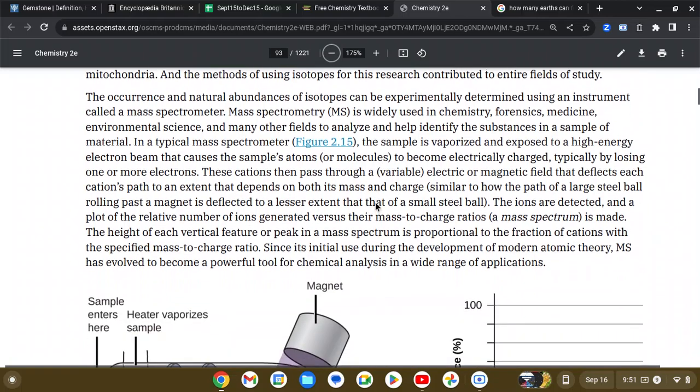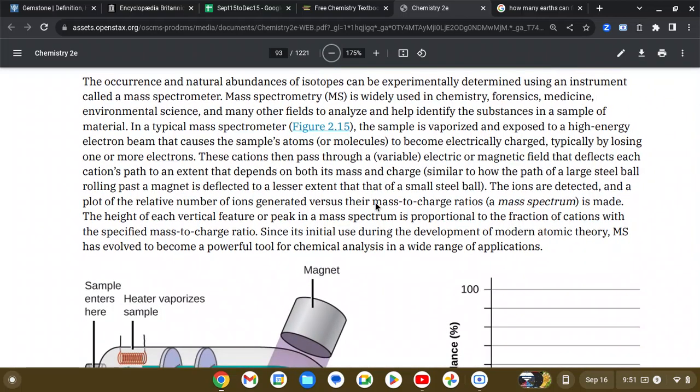The occurrence in natural abundances of isotopes can be experimentally determined using an instrument called a mass spectrometer. Mass spectrometry is widely used in chemistry, forensics, medicine, environmental science, and many other fields to analyze and help identify the substances in a sample of material. In a typical mass spectrometer, the sample is vaporized and exposed to a high-energy electron beam that causes the sample's atoms or molecules to become electrically charged.